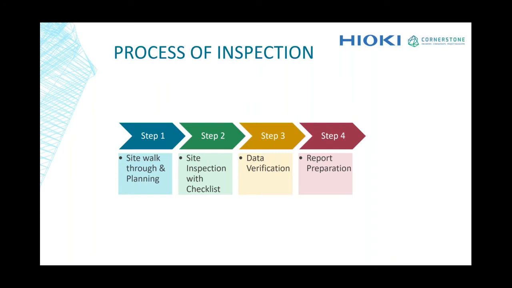Then step 2 is site inspection with a checklist. This is the main task actually. There will be a detailed checklist with us, as per BS 7671, and with this checklist, we will inspect and test the facility. Then step 3, data verification. Once the inspection is done, it is required to verify the filled checklist. It is okay for preparing the final report.